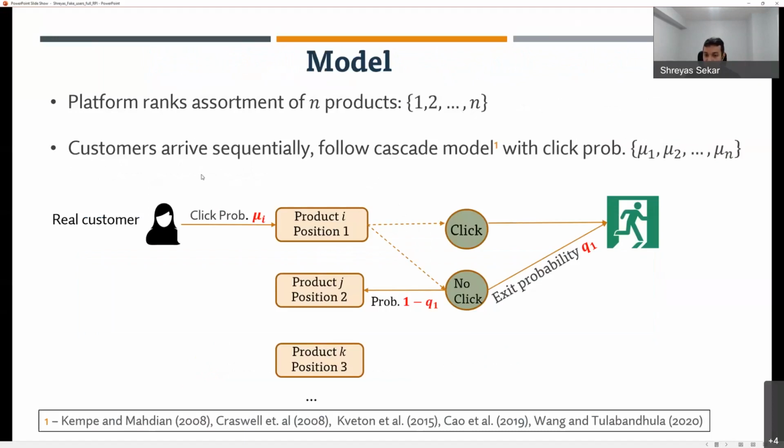Now my customers arrive sequentially, and each customer has a click probability for different products. So mu1 is my click probability for product 1, mu2 is my click probability for product 2, and so on. Now here's how the consumer behavior model works. I start looking at the product in the first position. I present a ranking of products to the consumers. Let's say that the product at the first position is product I.